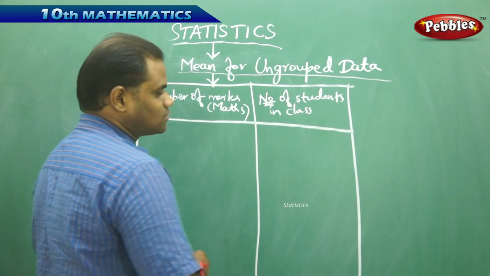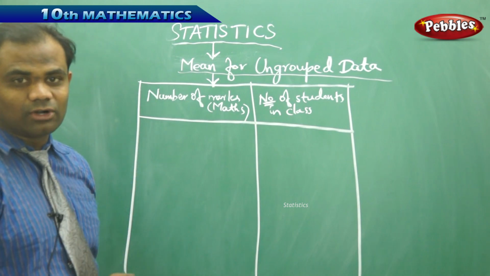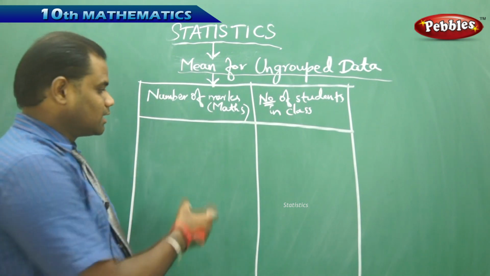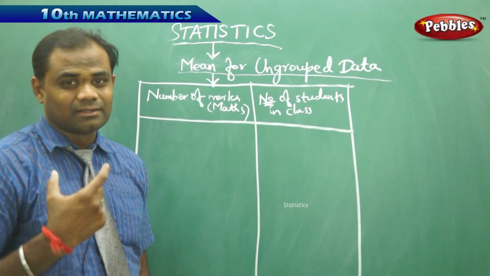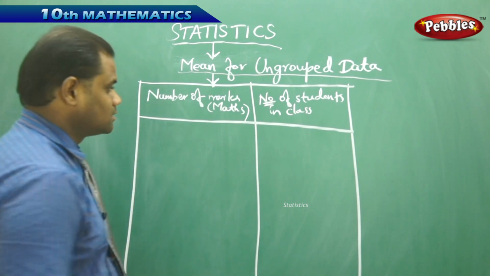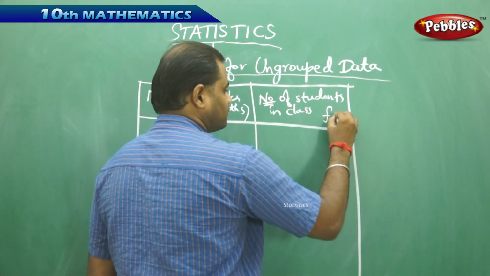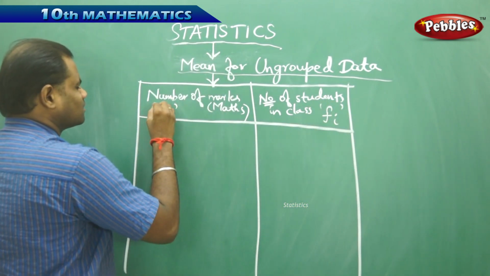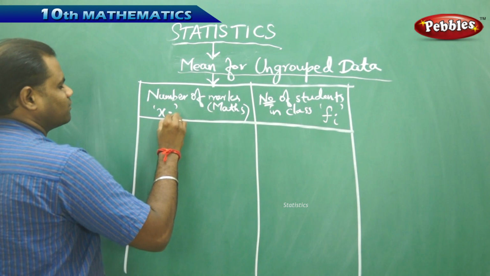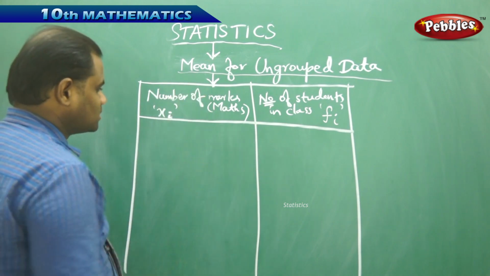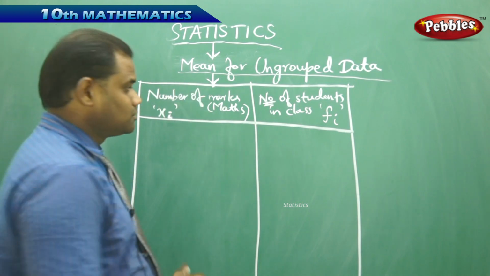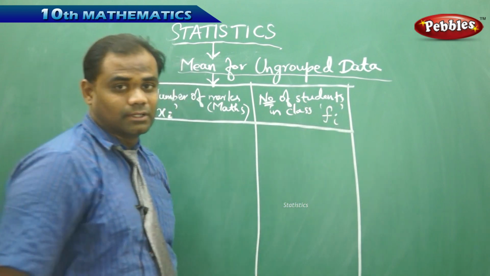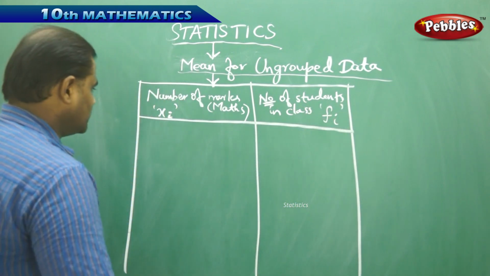Now clearly the number of students in class is the frequency, because it is the number of students which decide how many students get different marks. Therefore I take the frequency Fi here, and the observations are the marks obtained by each student. Therefore each of the observations comes in the first column as Xi, and each of the frequencies, Fi, comes in the second column. So let's take the data.